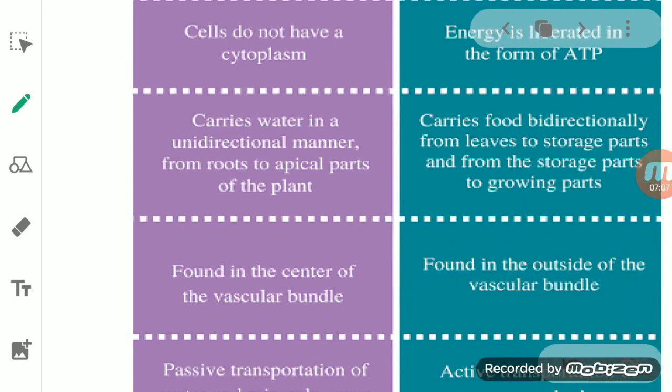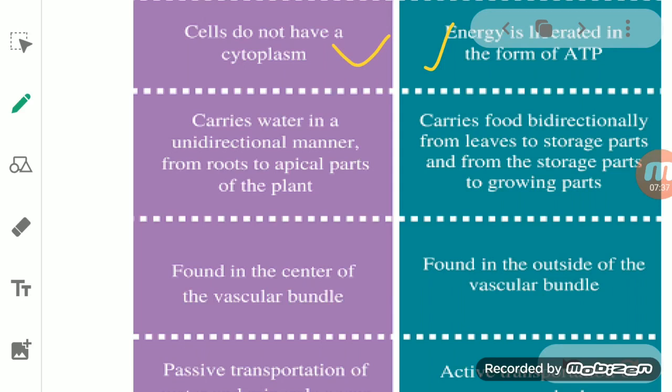See here, the cells do not have a cytoplasm. Okay, and energy is liberated in the form of ATP. So here, since it is a dead cell, there is no chance of the presence of cytoplasm. You know, student, due to the process of lignification, the exchange of material does not occur, and due to which the cytoplasm dies at maturation. So there is no cytoplasm present in it.